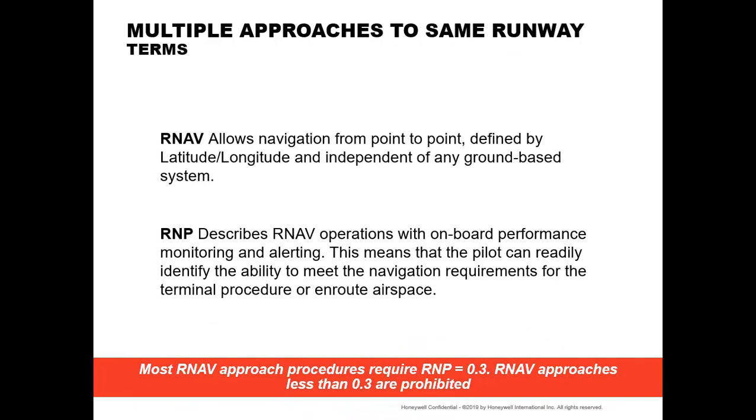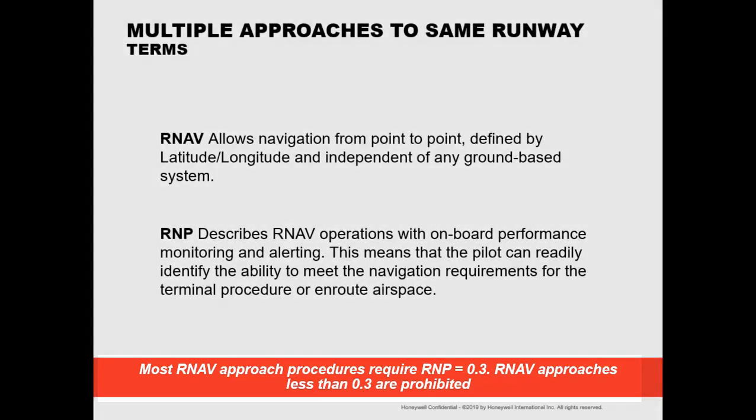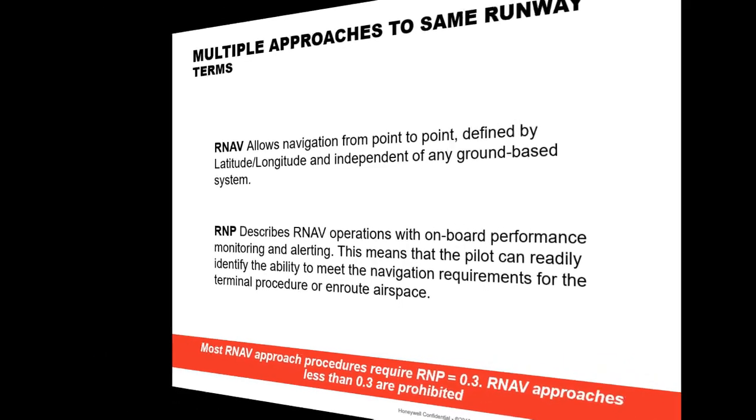Let's look at RNAV and RNP and its requirements. While RNAV allows navigation from point to point defined by latitude, longitude, and independent of any ground-based system, RNP describes RNAV operations with onboard performance monitoring and alerting. This means that the pilot can readily identify the ability to meet the navigation requirements for the terminal procedure or en route airspace. Note that most RNAV approach procedures require an RNP accuracy of at least 0.3. RNAV approaches above 0.3 minimal accuracy are not permitted.